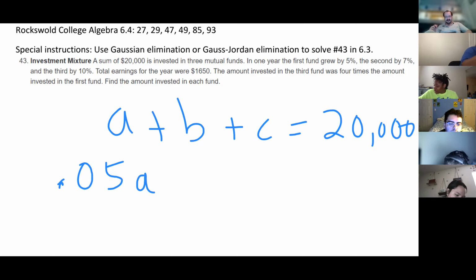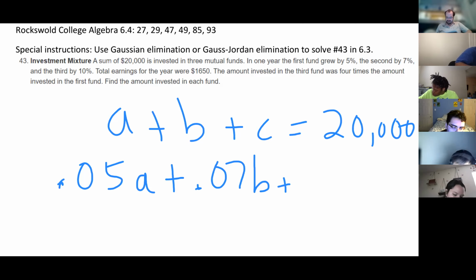And if I want to combine that, I'm combining the amounts. When I combine amounts, that means I'm summing the amounts. So I'm combining how much each account grew individually. So that's how much A grew. How much did B grow by? 0.07. Yeah, so I'm doing 0.07 B. And I'm doing what? 10%? 0.10 of C.